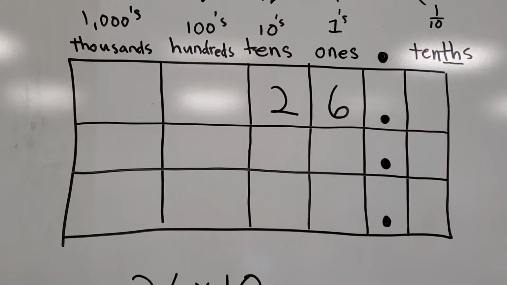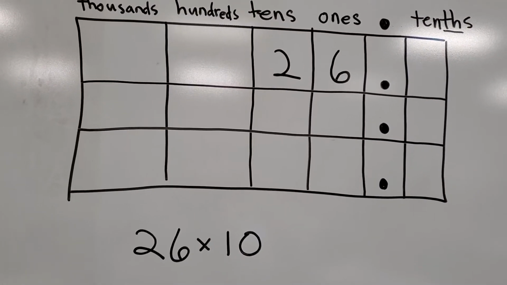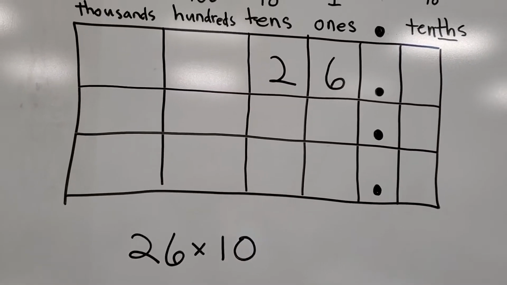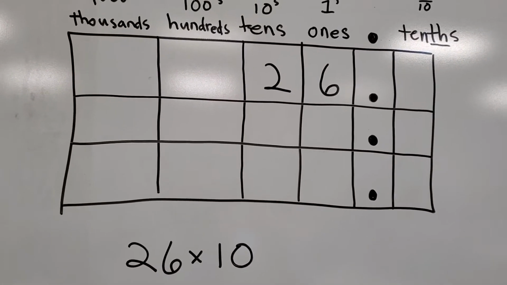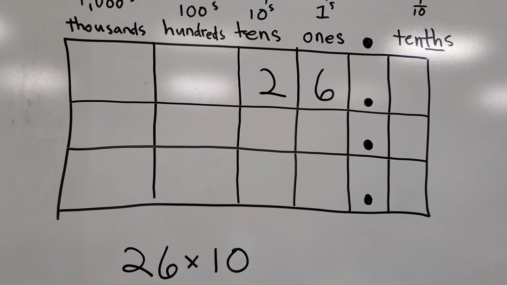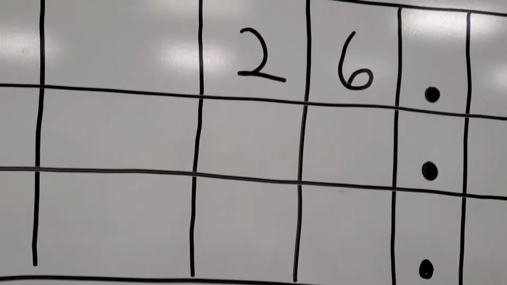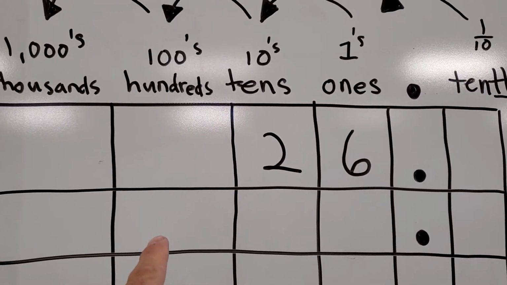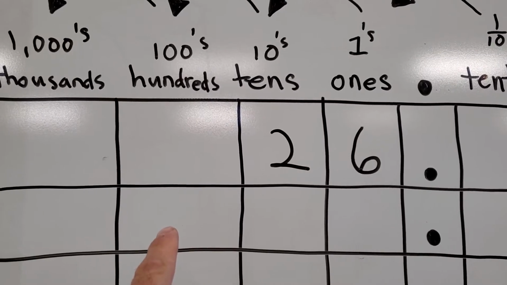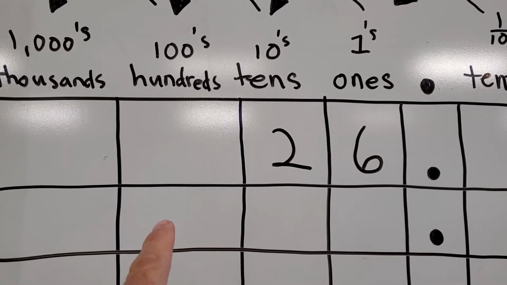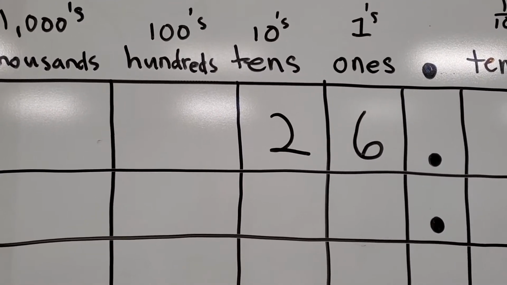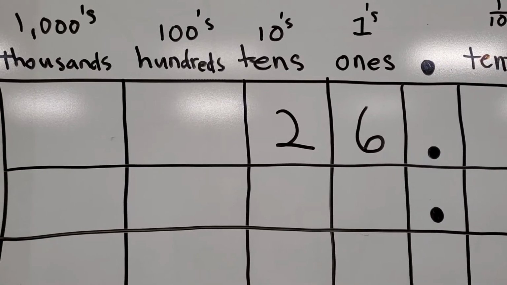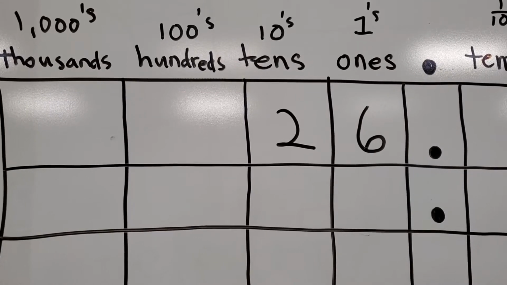If I wanted to set up a problem like 26 times 10, I can look at 26 times 10 and think of it as moving those numbers on the place value chart. For example, if I move this 2 in the tens place over to the hundreds place, that 2 is not going to be 2 tens anymore, it's going to be 2 hundreds. Another way to think of that is that 2 is going to become 10 times larger than the value it has now as 2 tens.